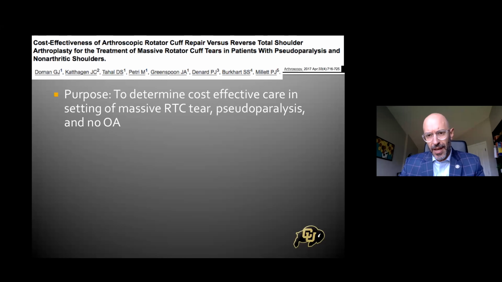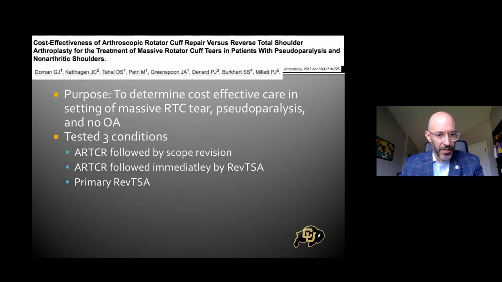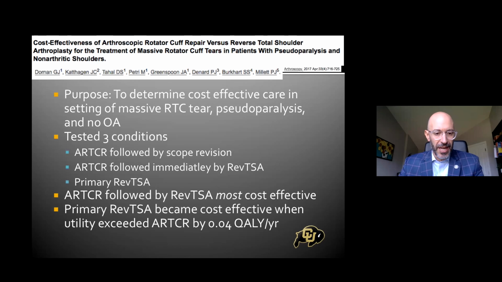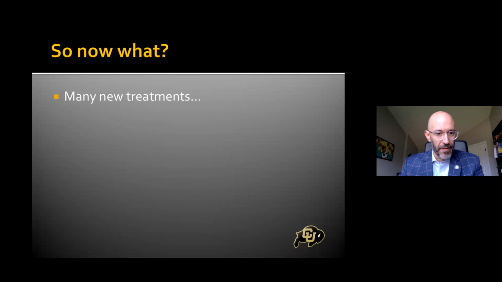Cost effectiveness, I don't want to steal anyone else's thunder, but this was shown here in the setting of a massive tear and pseudoparesis without osteoarthritis. They tested 3 conditions: cuff repair followed by revision, cuff repair followed by reverse, or primary reverse, and showed that the most cost effective was attempted cuff repair followed potentially by reverse if they need it, though primary reverse did become cost effective when it exceeded arthroscopic cuff repair by only 0.04 quality adjusted life years.